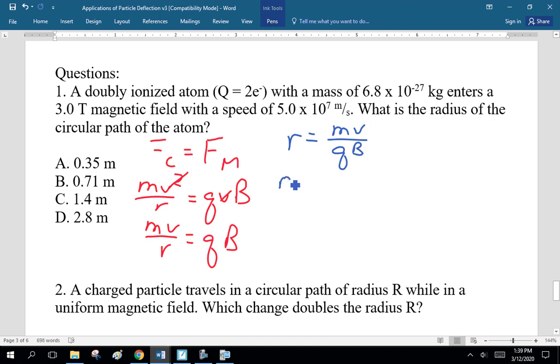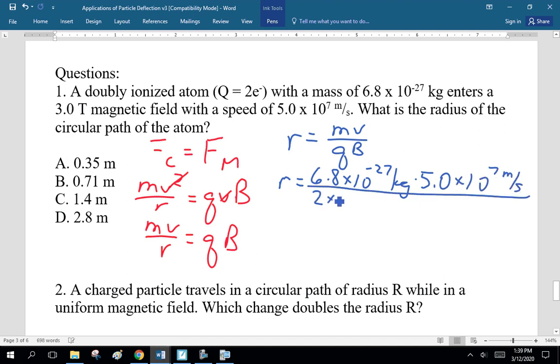6.8 times 10 to the minus 27 kilograms, 5.0 times 10 to the 7 meters per second, over 2 times 1.6 times 10 to the minus 19 coulombs, and 3.0 Tesla. What'd you get? 0.35 meters?